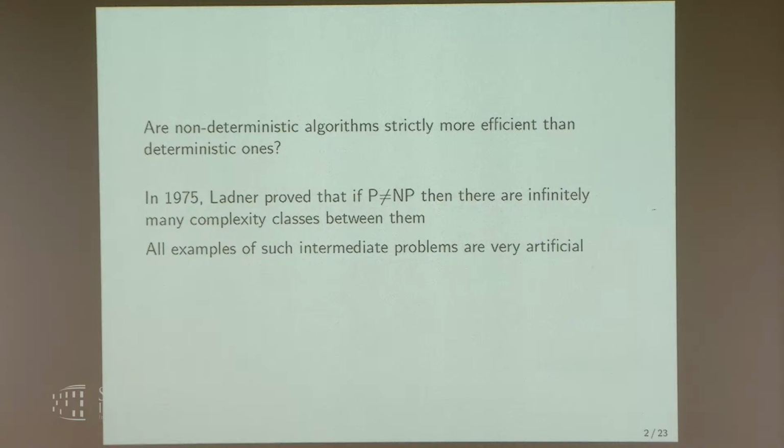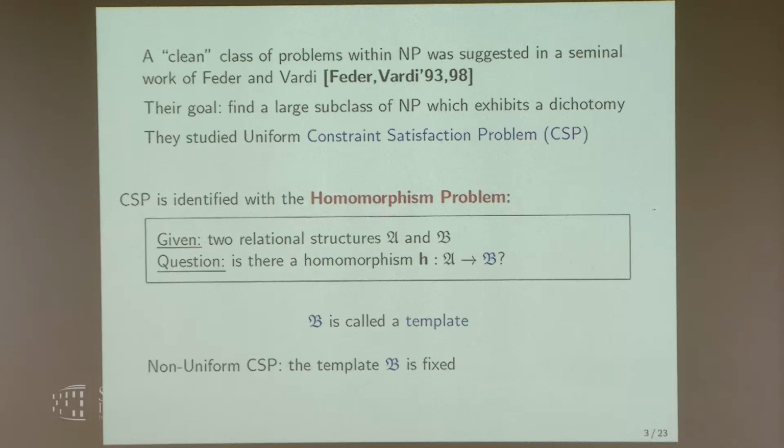Are non-deterministic algorithms strictly more efficient than deterministic algorithms? In 1975, Ladner proved that if P is not equal to NP, then there are infinitely many complexity classes between them. All examples of such intermediate problems are very artificial, except for party games. That one is an exception.